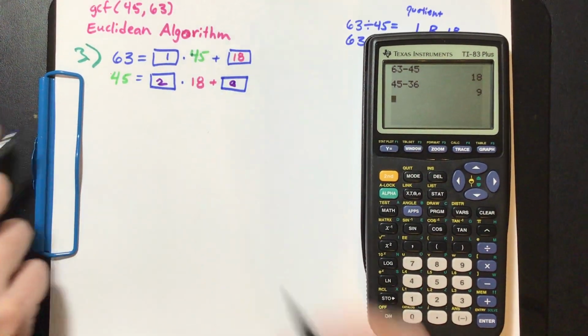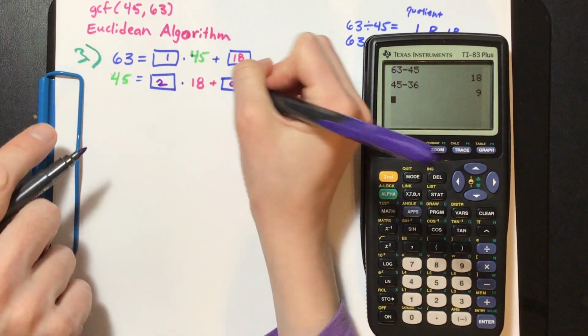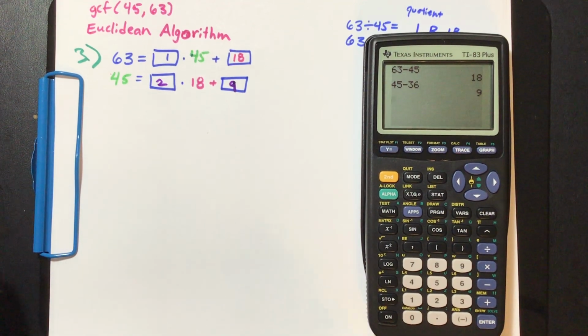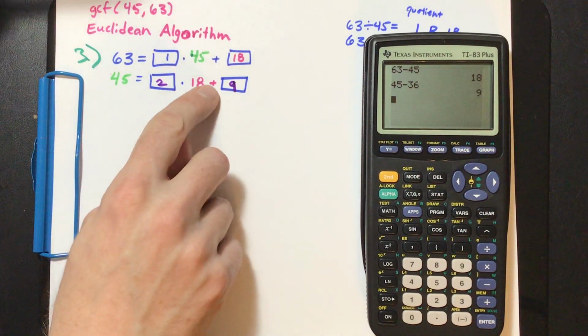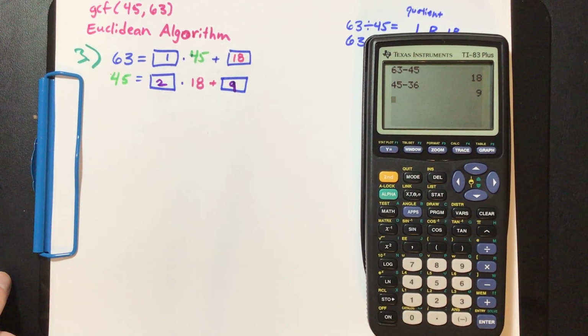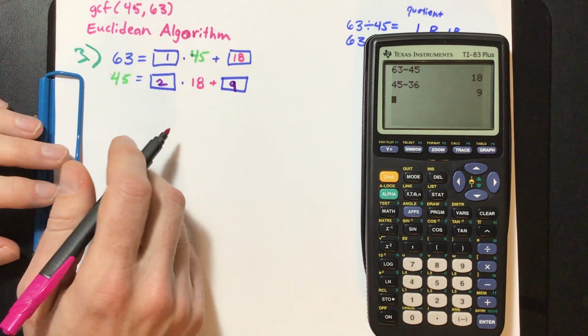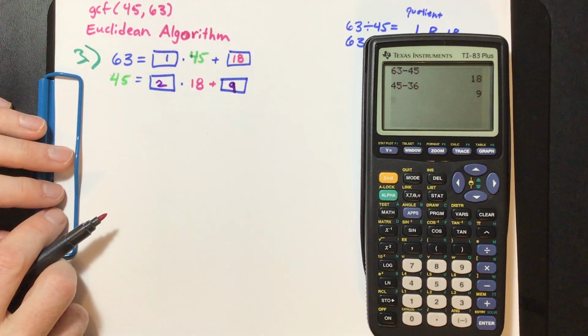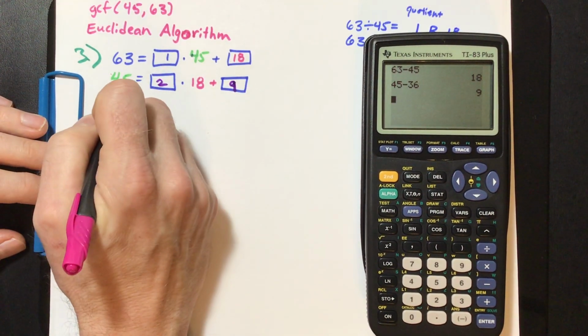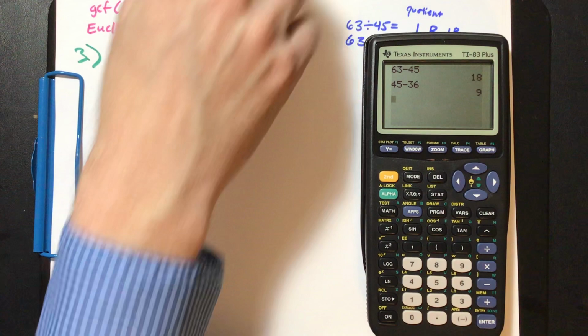How did you know that? Where did you get the 36 from? 8 times 2 is 16. Oh, 8 times 2 is 16? Okay. So 18 times 2 is 36. Is that what you're saying? Yes. Okay.